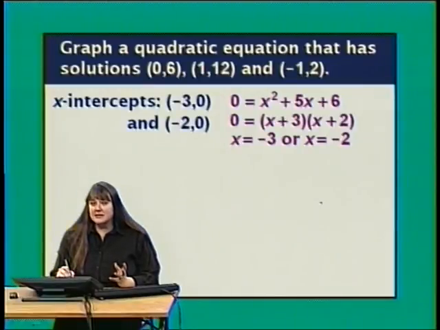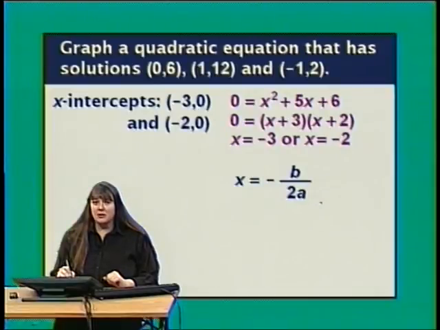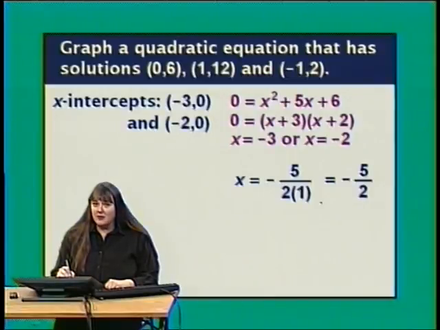Well, what about the axis of symmetry and the vertex? Well, x is going to be the opposite of b over 2a. In this case, that's the opposite of 5 over 2 times 1. So that's negative 5 halves. So the axis of symmetry is x equals negative 5 halves. I also know the x-coordinate of the vertex is negative 5 halves.